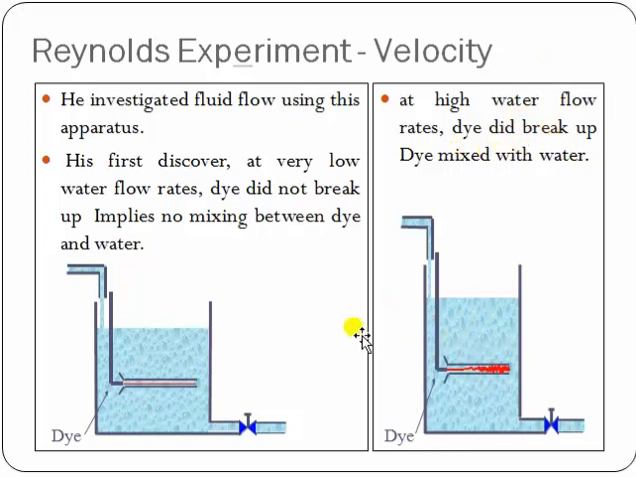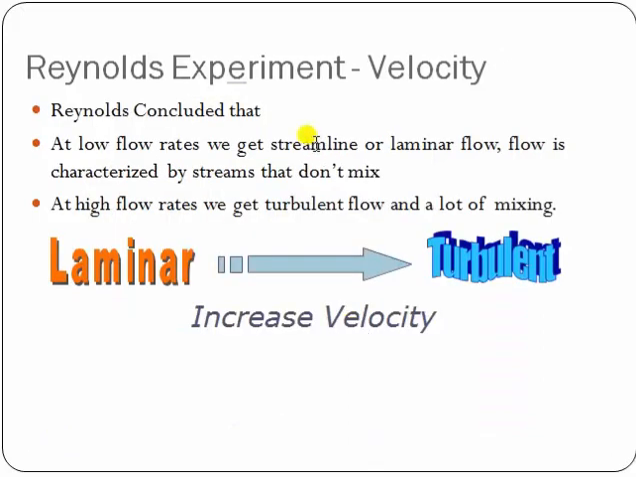Reynolds concluded that at a low flow rate, we get streamline or laminar flow. Flow is characterized by streams that don't mix, that is laminar or streamline flow. At a high flow rate, we get turbulent flow and a lot of mixing. So whenever a fluid flow changes from laminar to turbulent, the velocity increases. That indicates when there is an increase in velocity, the flow goes from laminar to turbulent.